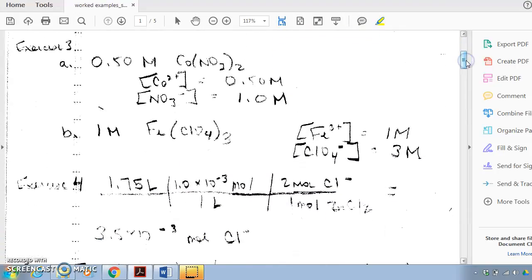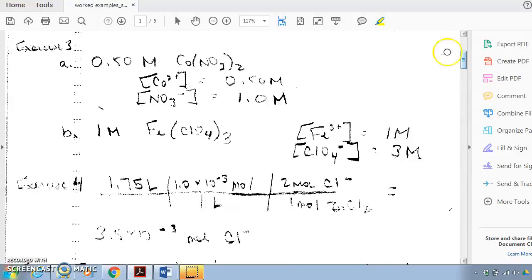Exercise 3 is just another application of that part within a whole mole ratio that we've been talking about quite a bit. When you have a solution and you know the molarity of the whole compound, you can apply those mole ratios from the subscripts of the compound to find concentrations of particular ions within the solution. So for example, in the 0.50 molarity cobalt(II) nitrate, since there is 1 mole of cobalt for every 1 mole of the compound, the cobalt concentration is 0.50 molarity.